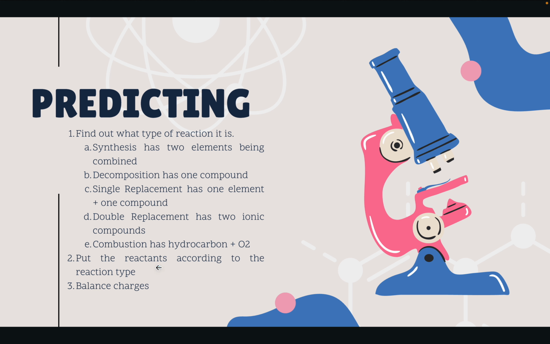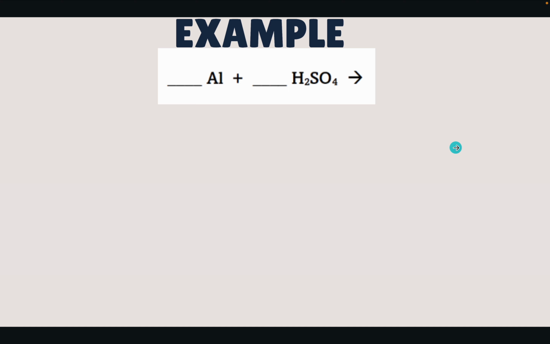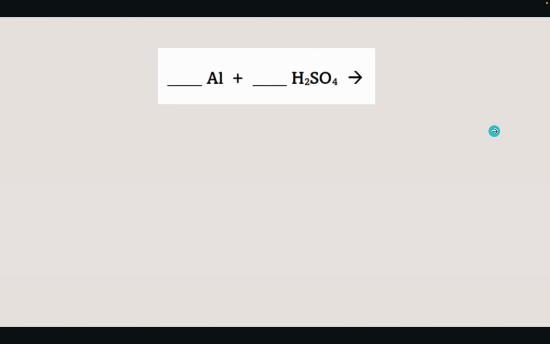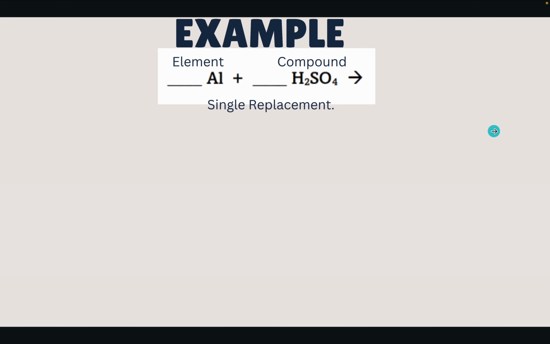According to the reaction type, we are going to check the reactants, and then we're going to balance charges. Let me show you what that means. It's really confusing to word out. So here we've got aluminum plus hydrogen sulfate. We are not given the products here. So we need to first find out what type of reaction this is. You see 1 element, 1 compound. That is going to be a single replacement reaction.